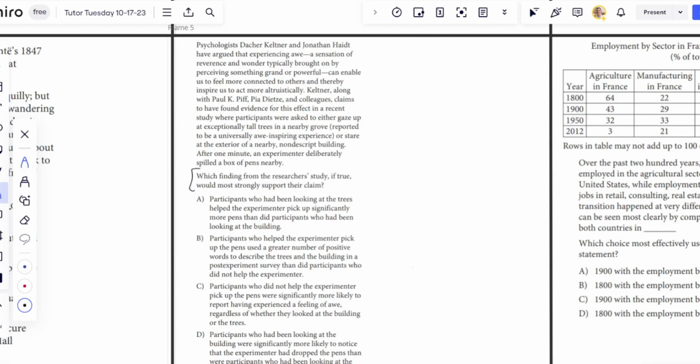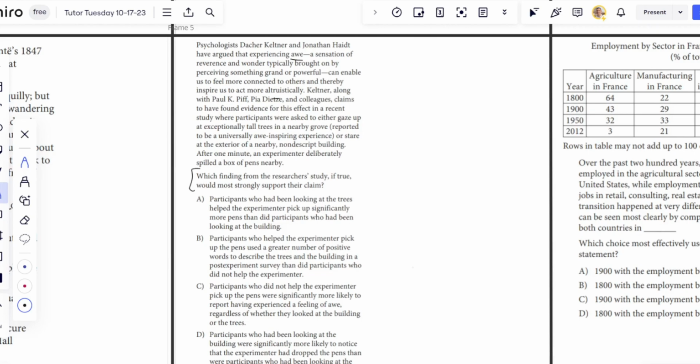Where's the claim here? Psychologists have argued that experiencing awe, a sensation of reverence and wonder typically brought on by perceiving something grand or powerful, can enable us to feel more connected to others and thereby inspire us to act more altruistically. There's evidence for this effect where participants were asked to either gaze up at exceptionally tall trees in a nearby grove or stare at the exterior of a nearby nondescript building. After 1 minute, an experimenter deliberately spilled a box of pens nearby.